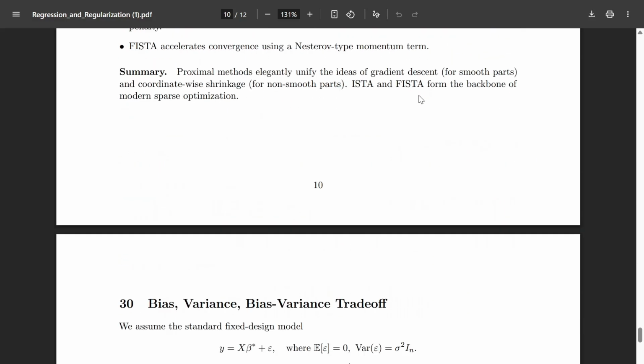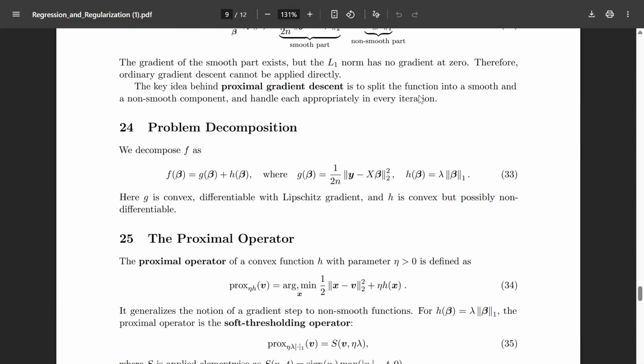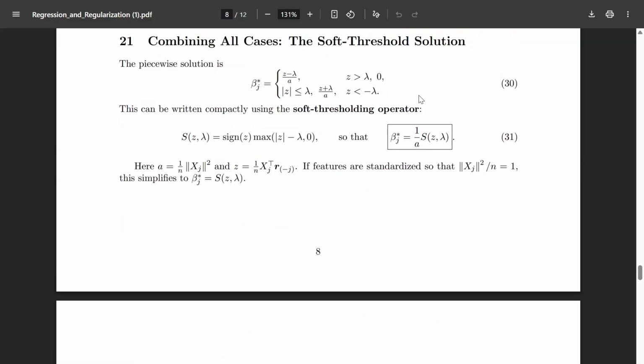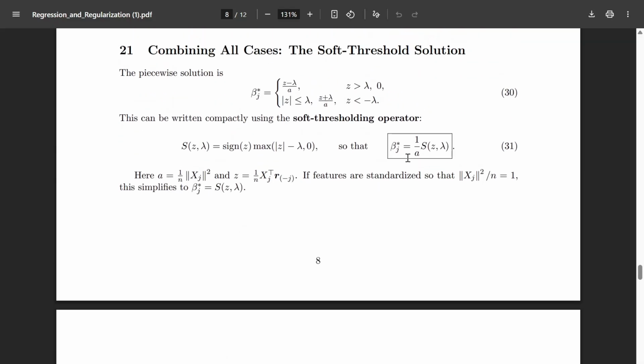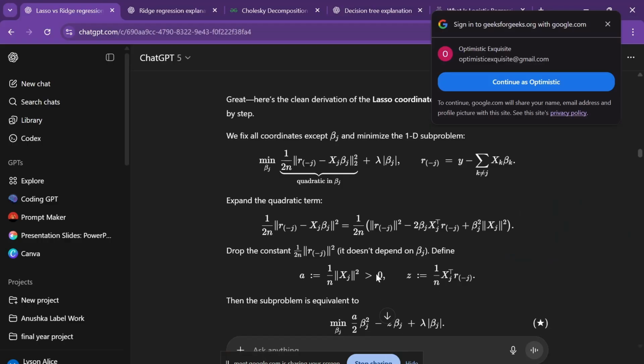So what did we get from here? That is very important. What we exactly got from here is a solution of our Lasso regression problem. So what exactly is the solution? Let's try to get into it. So this is what it essentially is.